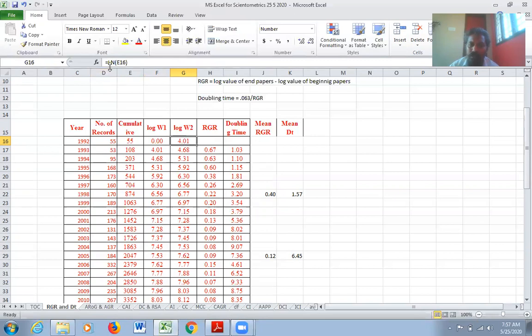How to calculate? Equal symbol. In MS Excel, whenever you want to calculate something, you have to put the equal symbol and then give your calculation: 2 by 2, 2 into 3, 10 by 100, whatever you want to give, it will calculate and give you the result. If you don't precede it with the equal sign, then this will not be calculated. It will be taken just like data. Fine. So it is equal to LN, a function for getting the logarithmic value, E16. What is E16? E16 is the number of records at the end of 1992. Fine. Check. Let me go to 1993.